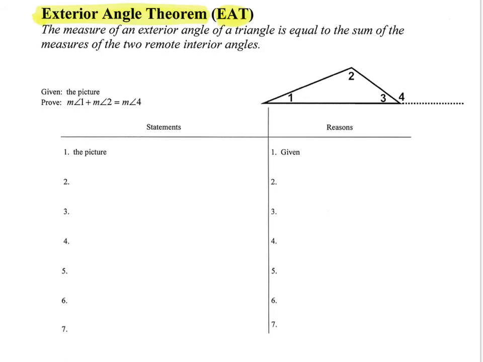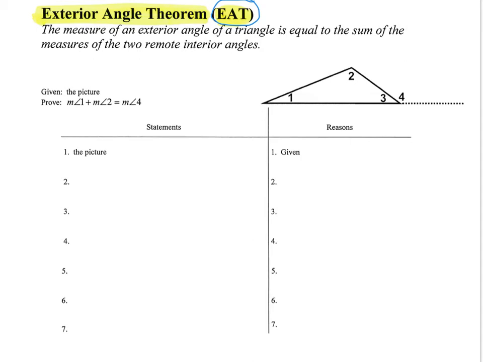Complement theorem. Our second theorem for today's lesson is called exterior angle theorem. You'll be able to just write down EAT on your paper as long as you have written down exterior angle theorem once on your paper. And it says that the measure of an exterior angle of a triangle is equal to the sum of the measures of the two remote interior angles.